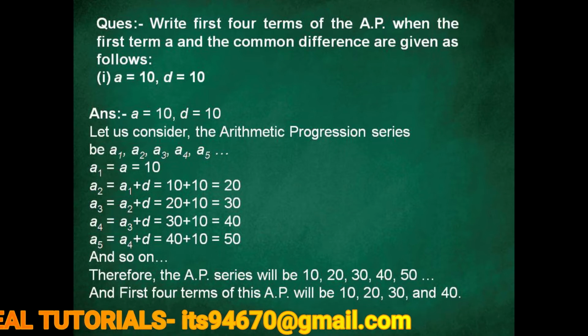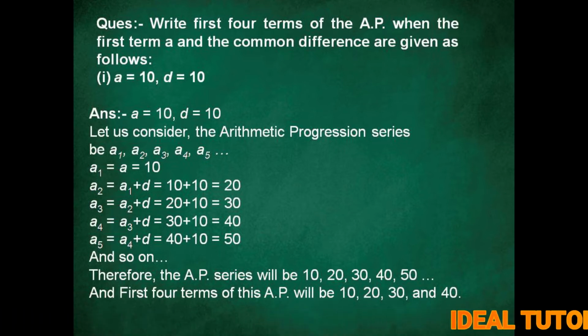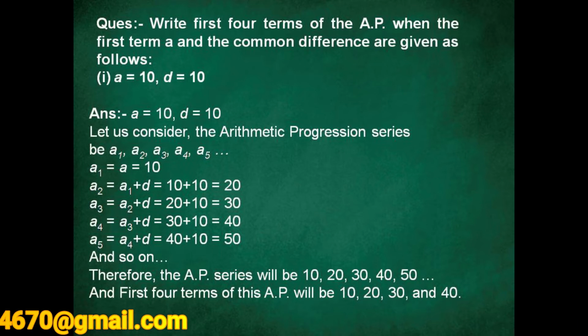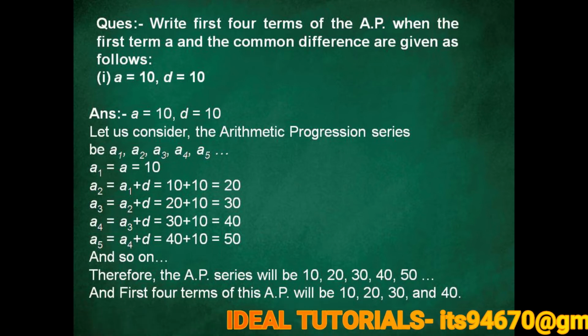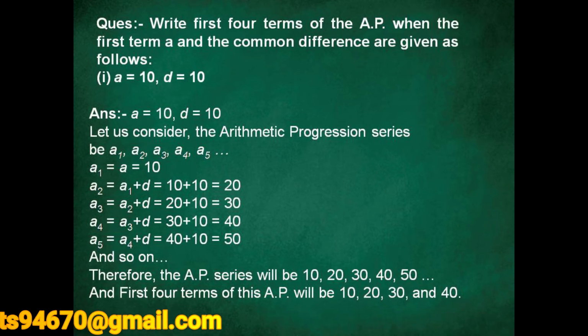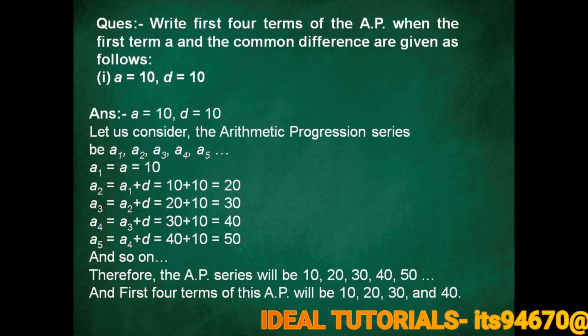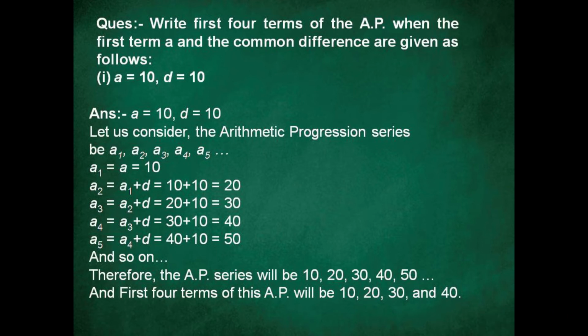a5 is a4 plus d equals 40 plus 10 equals 50, and so on. Hence the AP series becomes 10, 20, 30, 40, 50 and so on. Therefore the first four terms of this AP are 10, 20, 30 and 40.